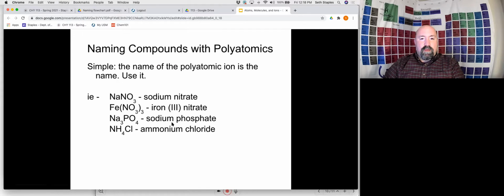Iron's a transition metal, so we have to indicate the charge on the iron ion. Na3PO4. PO4 is phosphate, so we have sodium phosphate. NH4Cl. NH4 is a 1+ ammonium ion. We get ammonium chloride. And so the polyatomics are simple in that respect, that you just simply use the name of the polyatomic ion.